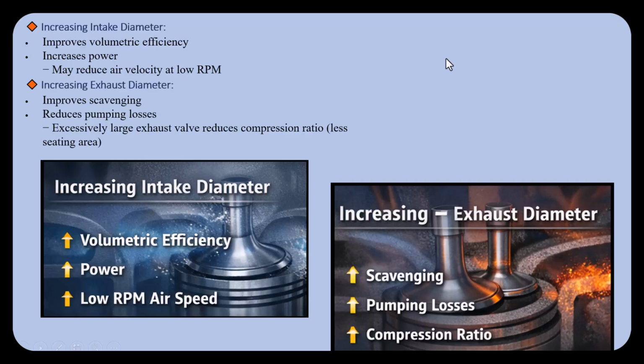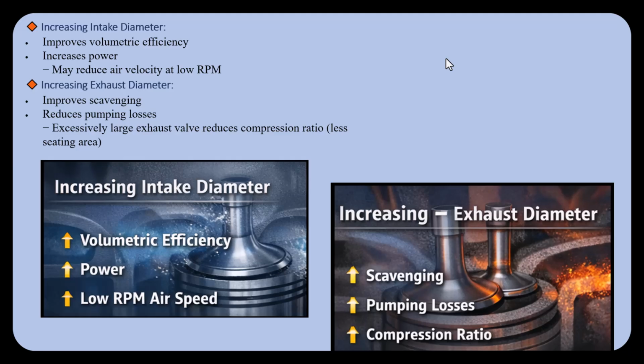How about increasing intake diameter and exhaust diameter? Increasing intake diameter can improve volumetric efficiency, and that can increase power, but it may reduce air velocity at low RPM, low speed.